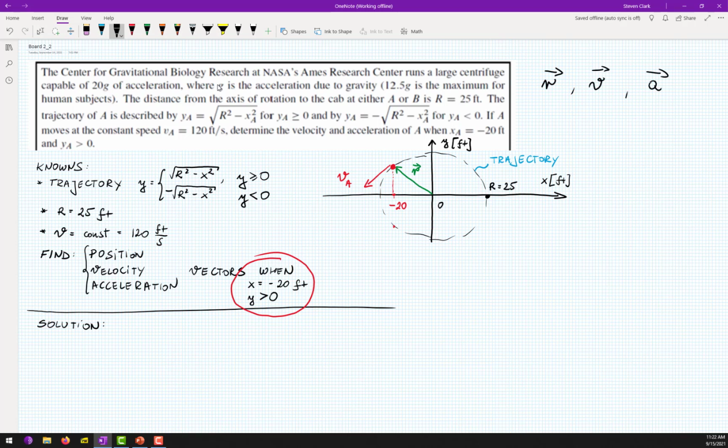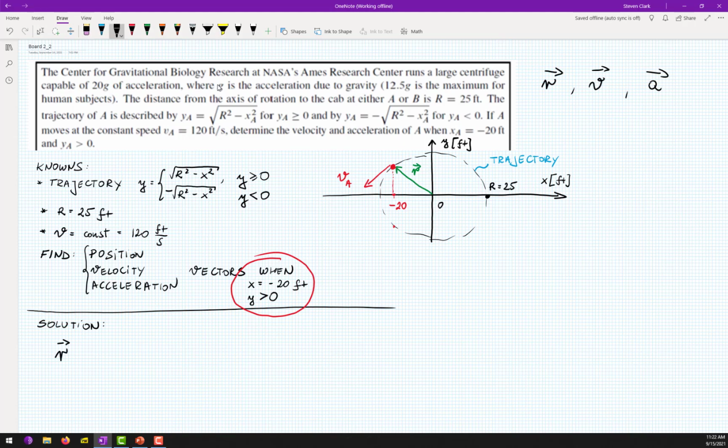Okay, are there any questions about the problem statement? Let's do it then, yes? We also know that, for example, velocity is constant. And we know the geometry. So let's start with position maybe, okay?